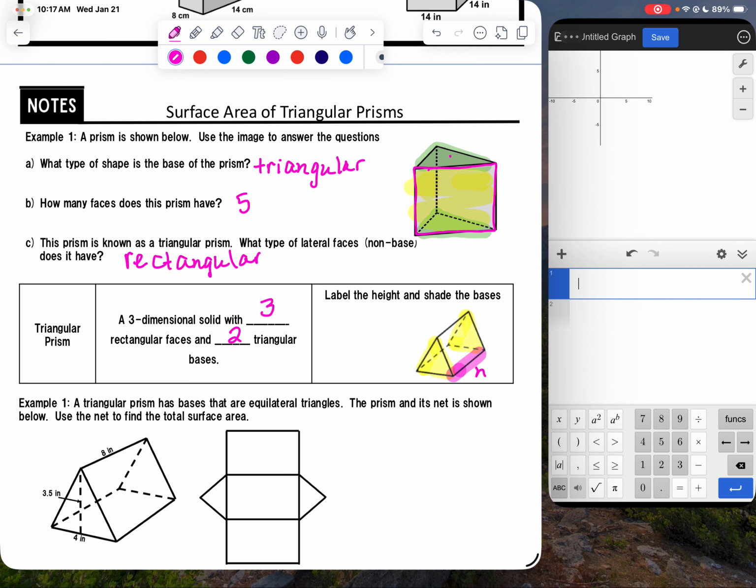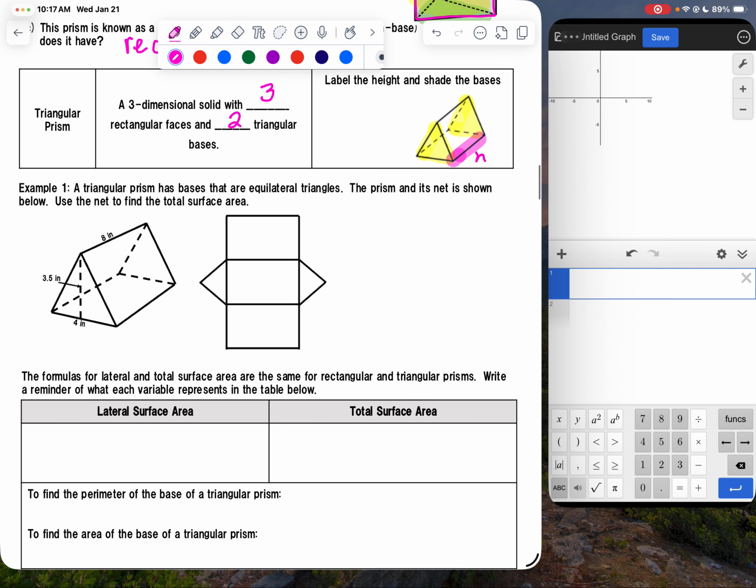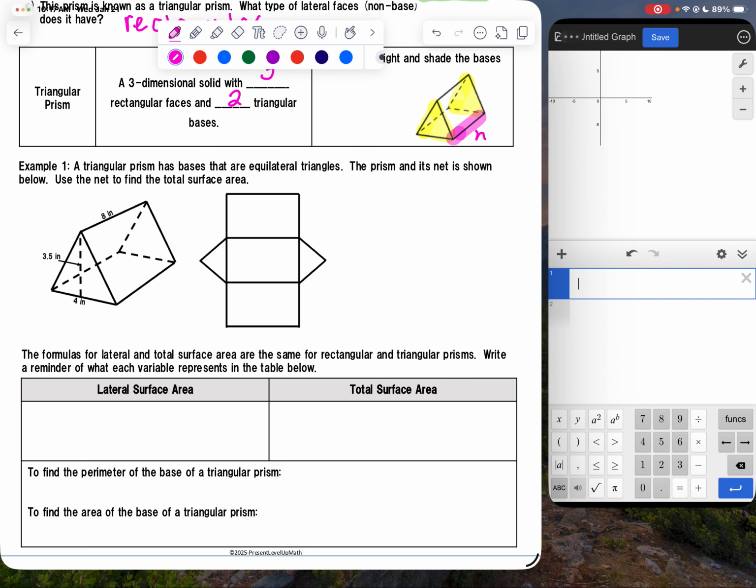All right. In example 1, it says a triangular prism has bases that are equilateral triangles. The prism and its net is shown below. Use the net to find the total surface area. So if I unfold this triangular prism, you can see that it's made up of 3 rectangular faces and 2 triangular bases. To find the total surface area of this net, we just need to find the area of each piece.